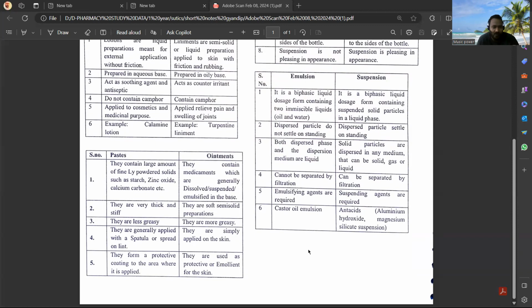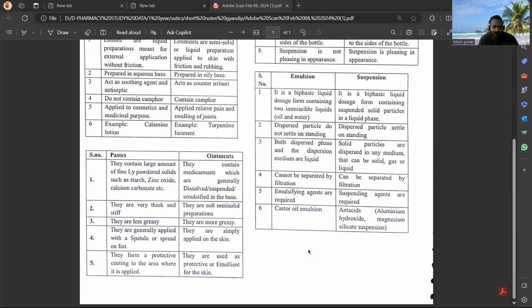Paste contains a large amount of finely powdered solids such as starch, zinc oxide, and calcium carbonate, and ointment contains medicaments which are generally dissolved, suspended, or emulsified in the base. Pastes are very thick and stiff. Ointments are soft, semi-solid preparations. Pastes are less greasy. Ointments are more greasy.